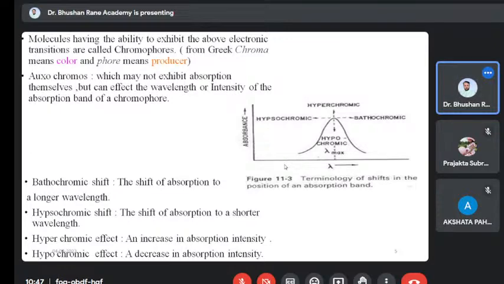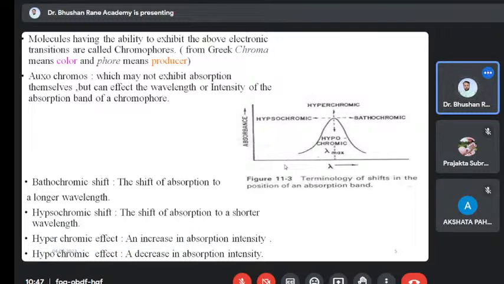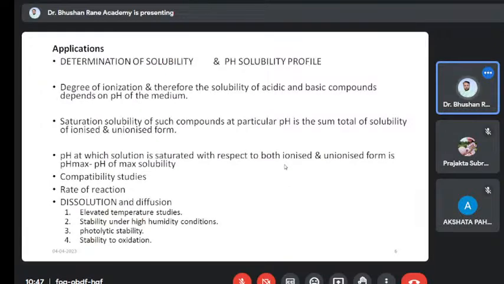The same type of shifts can be observed when the molecule interacts with the excipients. If there is an interaction, ultimately there is a change in the lambda max value of the drug, and it will confirm that the drug has interacted with your excipients or the polymer used in the formulation. And if there is no shift in the lambda max value, it gives you an idea that the drug has not interacted with your excipients. So there are many applications for drugs, excipients, and formulations.